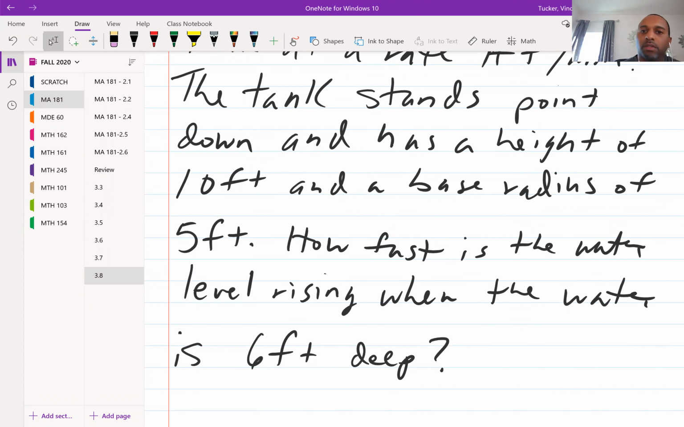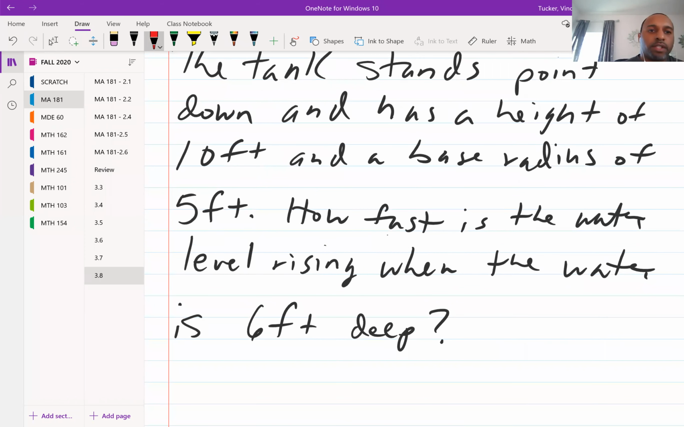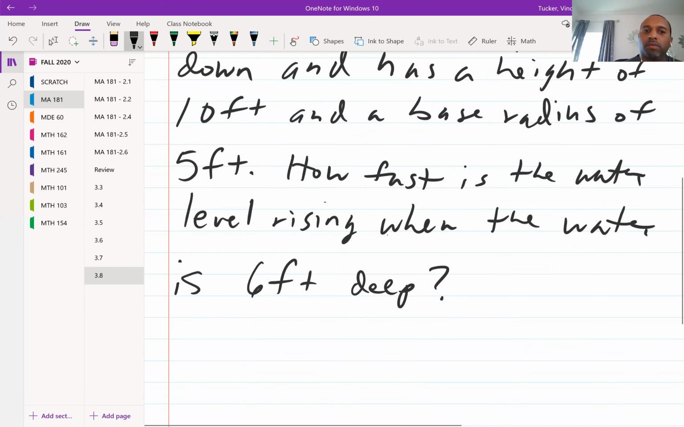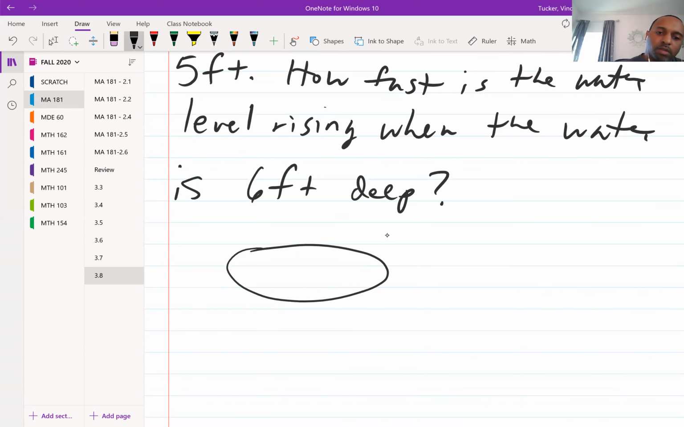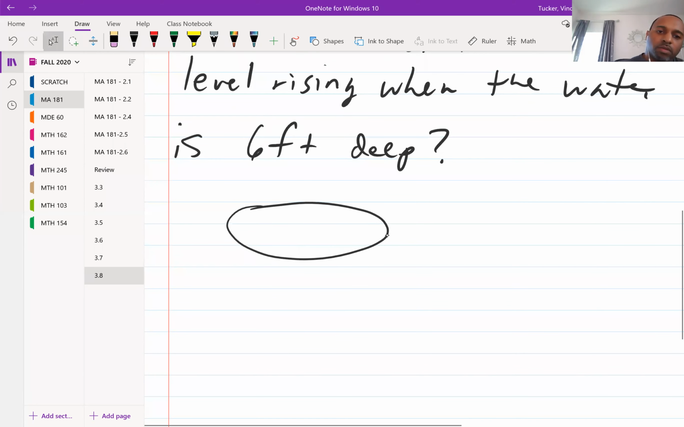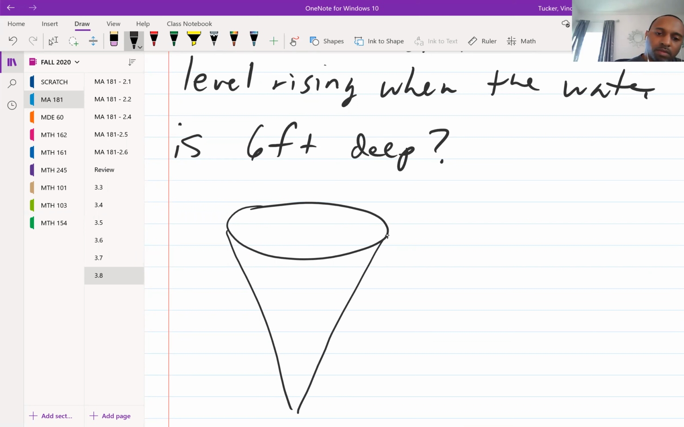All right. So let's look at establishing our variables. Well, as a matter of fact, before I do that, let's draw this diagram.